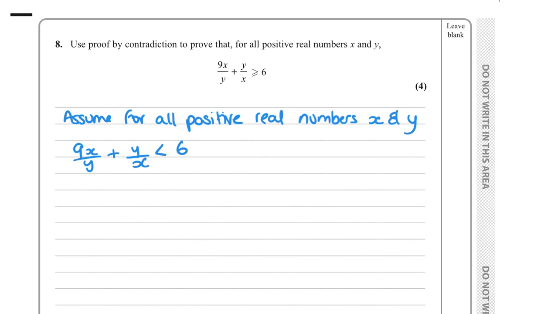So we can add the fractions, we can cross multiply to add the fractions if that's where you're going with this. You can use a few different methods to start. So if we cross multiply, what do we get? We get 9x squared plus y squared over xy is less than 6.